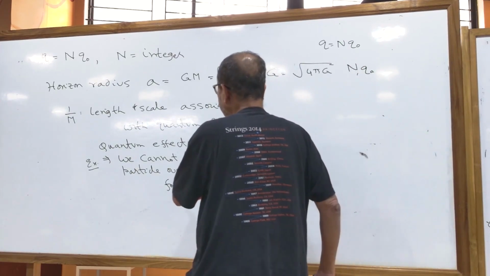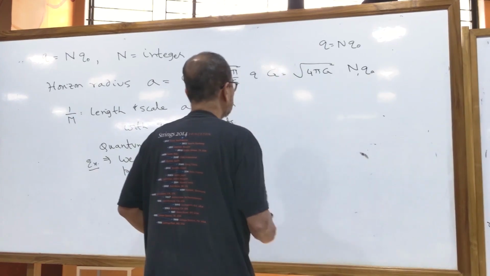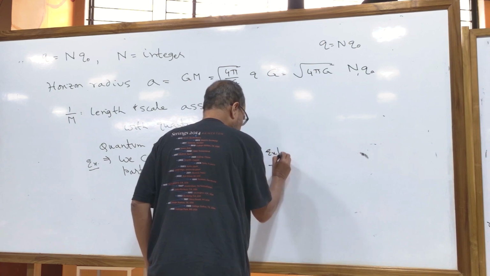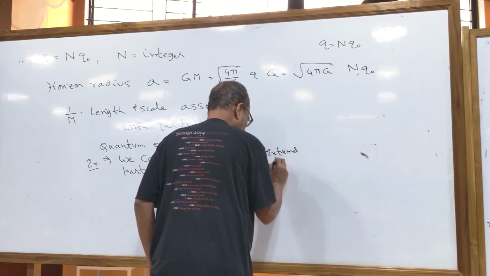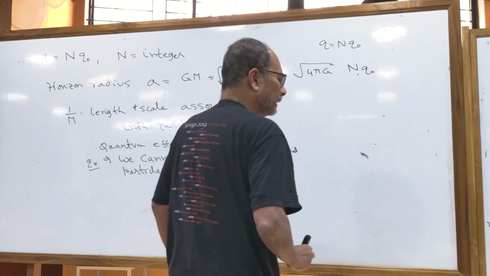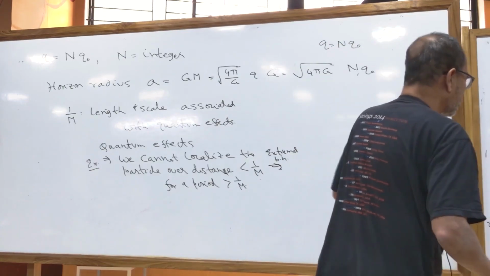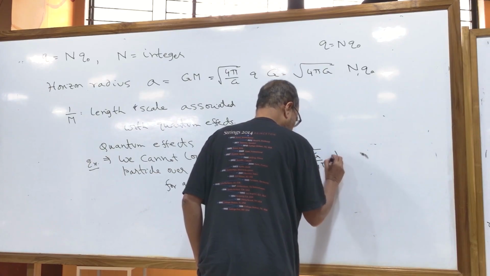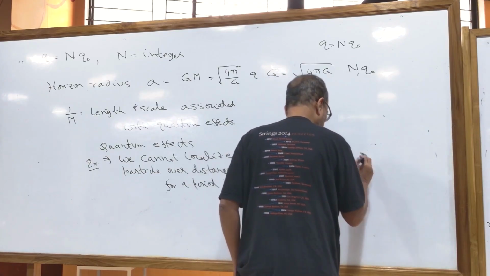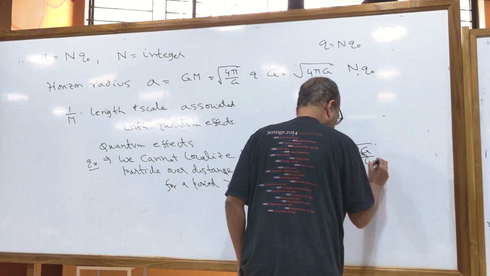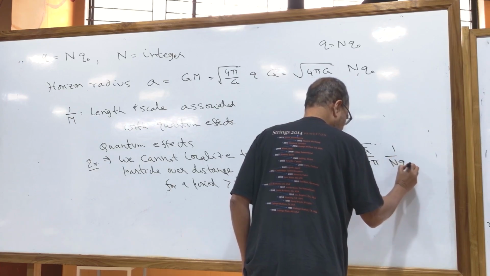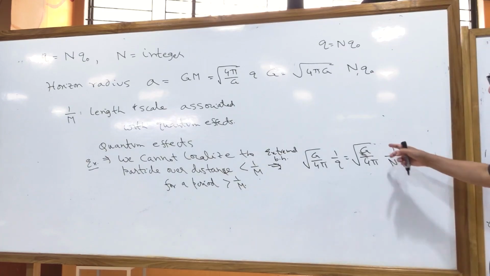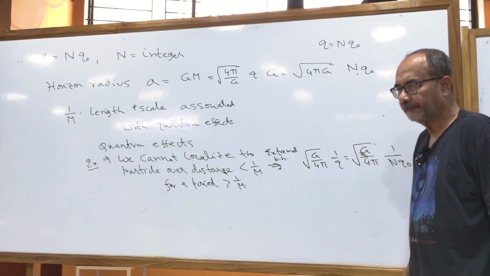And this 1 over m for the extremal black hole will be square root of G over 4 pi times 1 over Q, which is square root of G over 4 pi times 1 over N Q naught. Okay, G is common between the two.